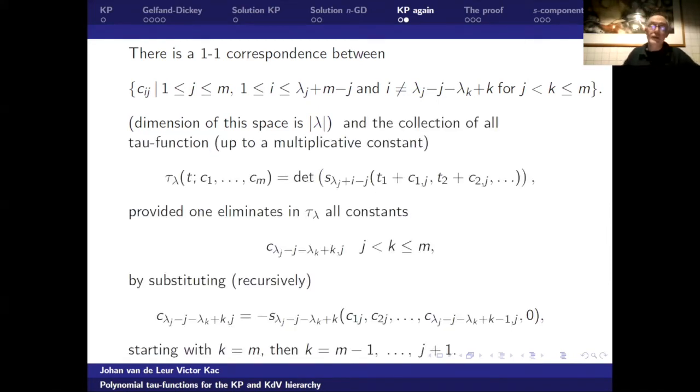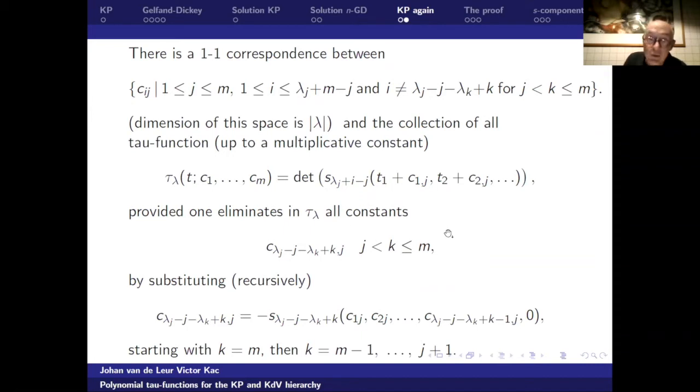And how can you calculate that? What you have to do is the following. You have these T lambdas, and you plug in these constants here, but then this i that appears here should not be equal to this condition. So you simply calculate the tau function, and then you have to eliminate somehow these elements.